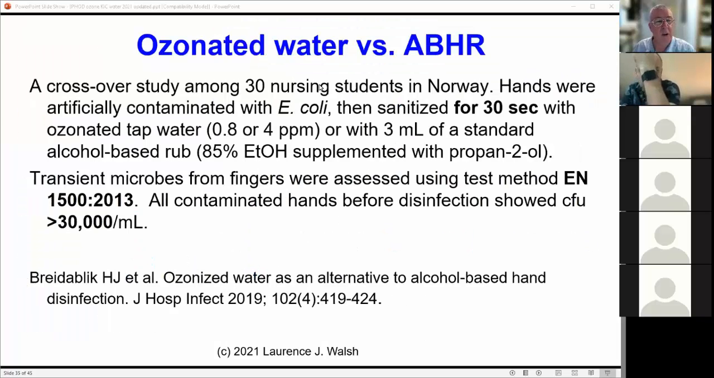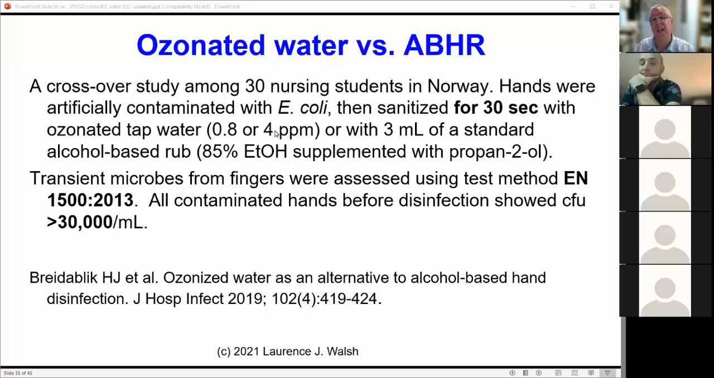So they recruited 30 students from the nursing college associated with the hospital. And they then did the standard EN 1500 test, which is basically the certification test that you do to get approval as an alcohol-based hand gel for use in a clinical facility. So they basically swab onto the skin a strain of coliform, so E. coli bacteria. And then they either put on standard alcohol-based hand gel made out of ethanol with isopropanol, or they put on ozonated water at either 0.8 or 4 parts per million. And they used both of those for 30 seconds.